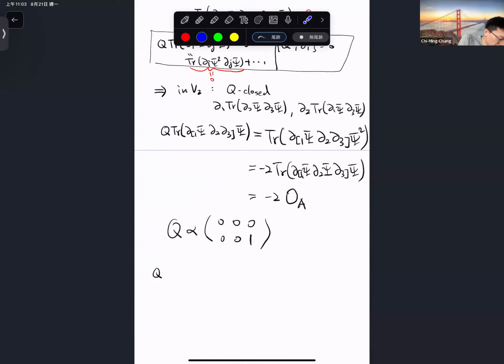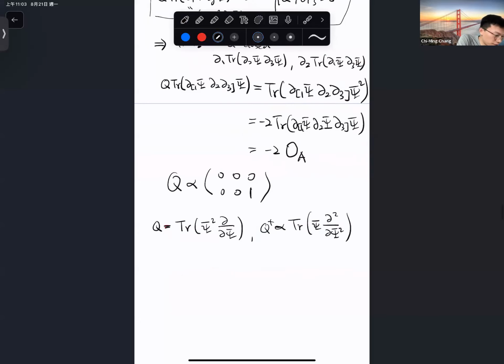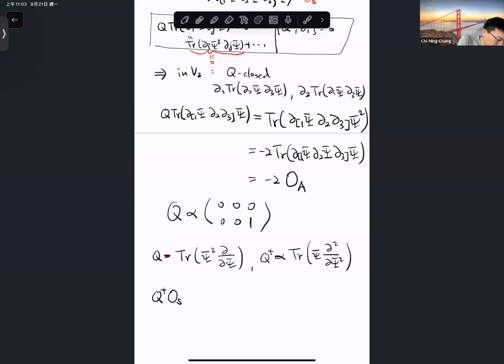Now let me continue. So Q can also be written as psi squared partial psi, at least formally. And I will not tell you how I got this, but roughly Q dagger will be proportional to trace of psi partial psi squared. It's just a very naive way of computing the dagger. You basically replace psi with psi derivative and psi derivative with psi. So you get this formula. And with this, let me do this computation: compute Q dagger, for example, on OS. That's proportional to trace psi partial psi squared acting on trace partial 1 psi partial 2 psi partial 3 psi.